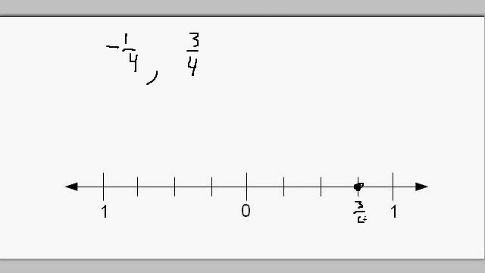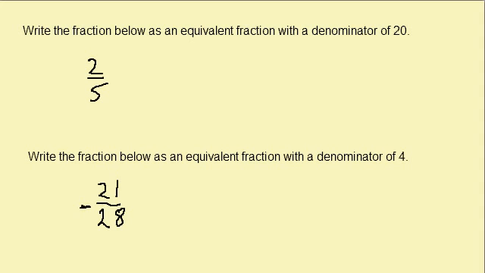So 3/4 we would graph here. This is 3/4. And then the -1/4, okay, we would go over 1 to the left because that's negative. Well, and this should be a -1, not a +1. We go to the left 1. So this would be -1/4.